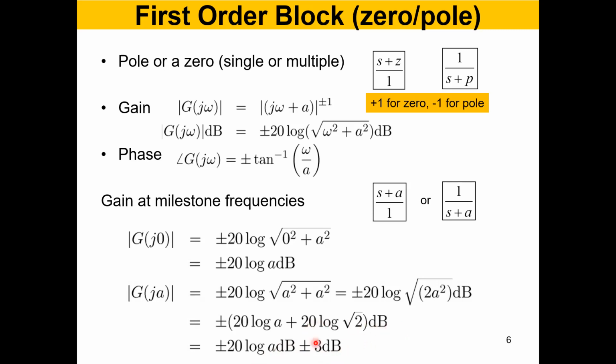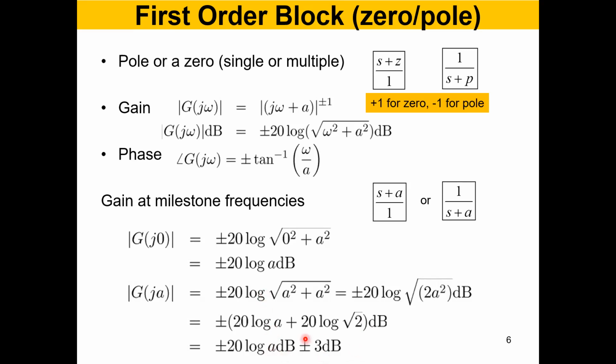Now, if you have a calculator, you can check this out. Check the log of root 2. It's about 0.15. And when you multiply it with 20, it becomes 3. This is the famous 3 dB thing that most of you may have heard of. The other part is 20 log A dB. So there you can see the value of the pole determines the total gain at that particular frequency.